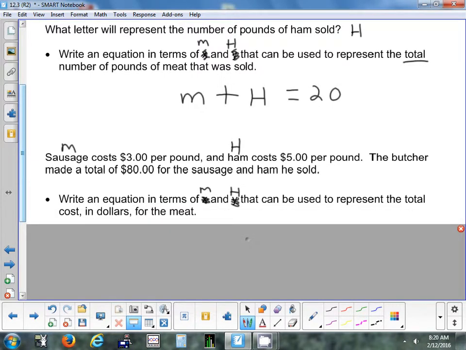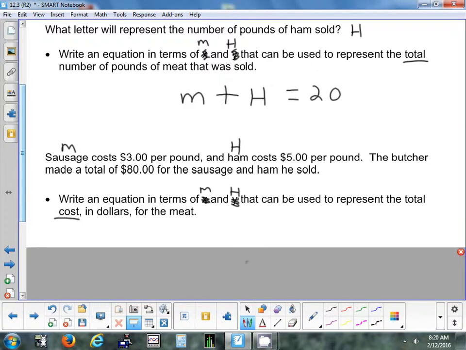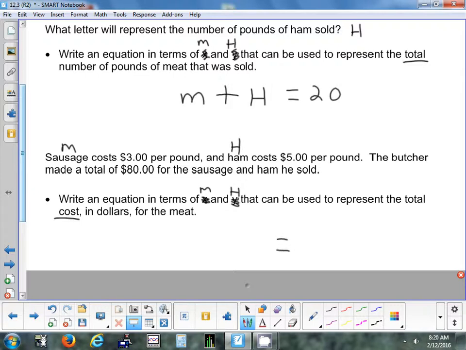We're going to write an equation that represents the cost. Now, we already know the total amount in terms of dollars. What was the total amount of money that the butcher made? $80. He sold $80 worth of meat. We don't know, did he sell $10 of sausage and $70 of ham? We don't know that yet. But we know he sold a total of 80.